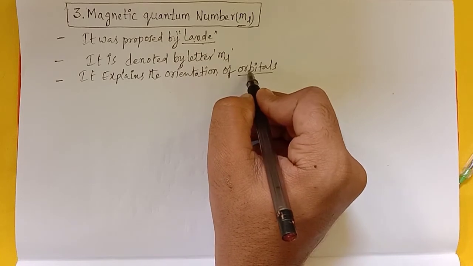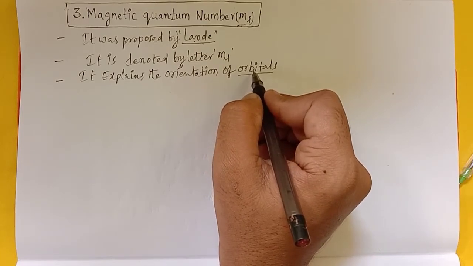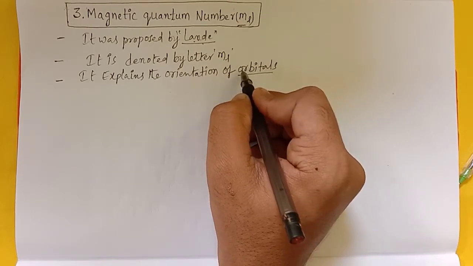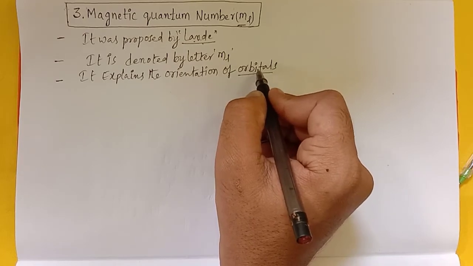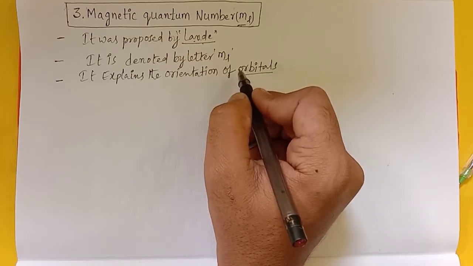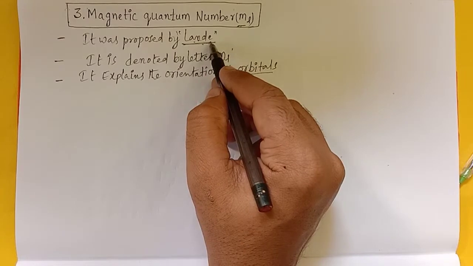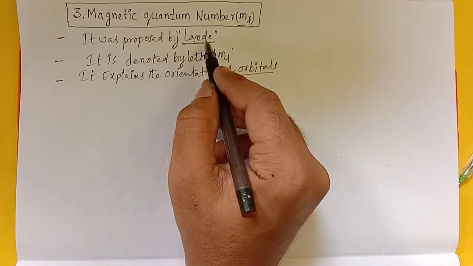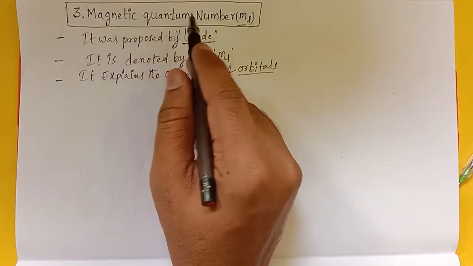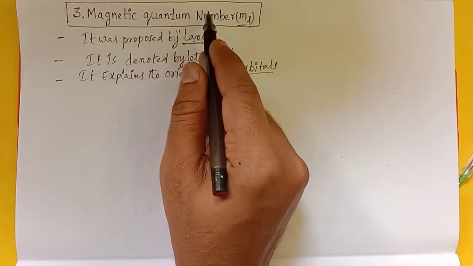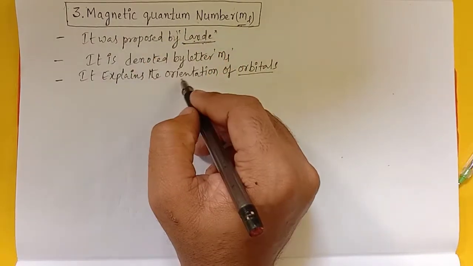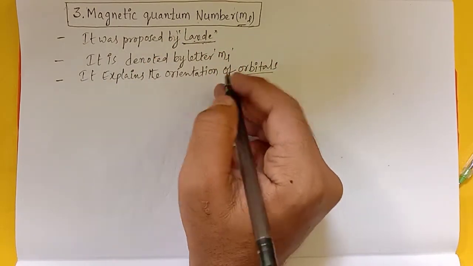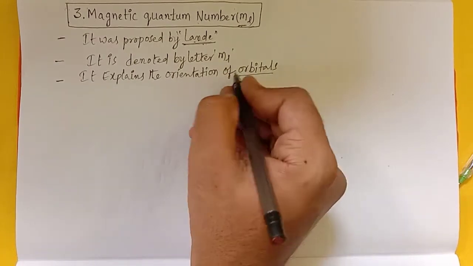In the orbitals, what are present? Electrons are present in the orbitals. Subshells have orbitals, and orbitals have electrons. Which was proposed by Lande. This magnetic quantum number, the third type of quantum number, explains the orientation of orbitals.